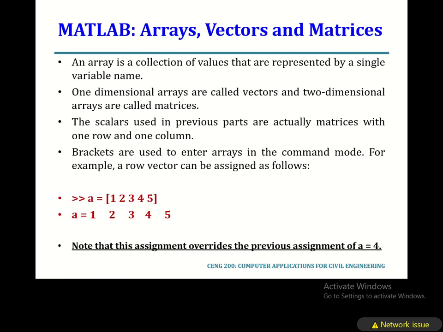Okay, what is an array? An array is a collection of values which are stored in one variable. There are multiple values, but all of them are under one variable. We have one-dimensional arrays and two-dimensional arrays. One-dimensional arrays are known as vectors, and two-dimensional arrays are known as matrices.